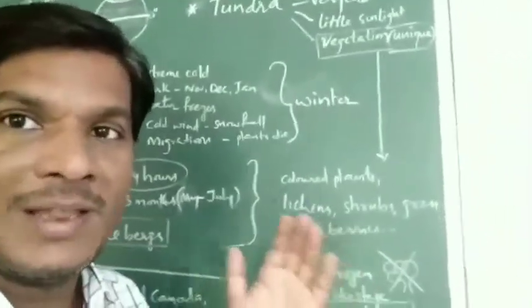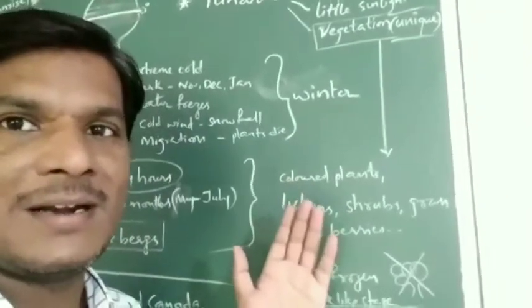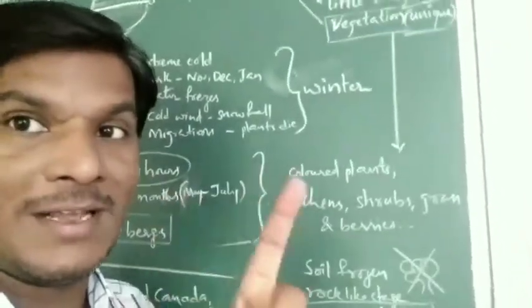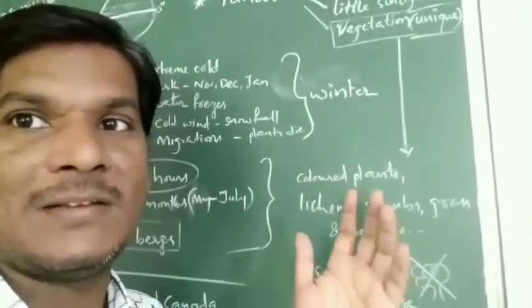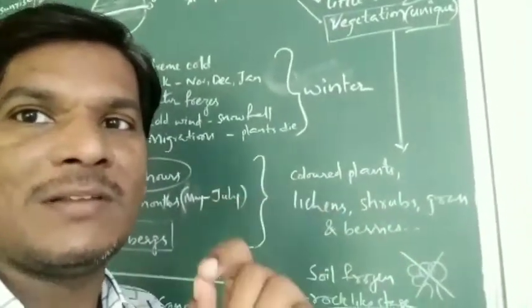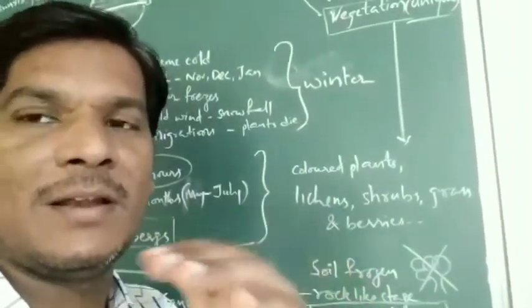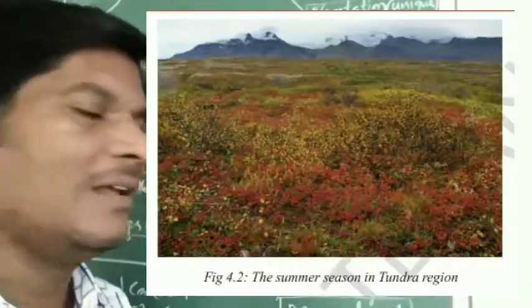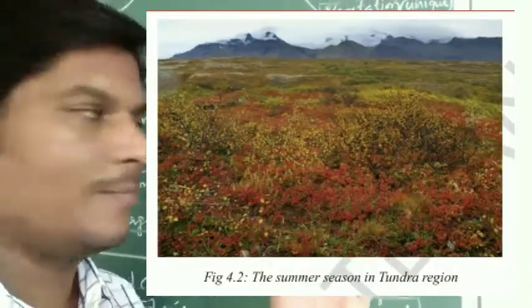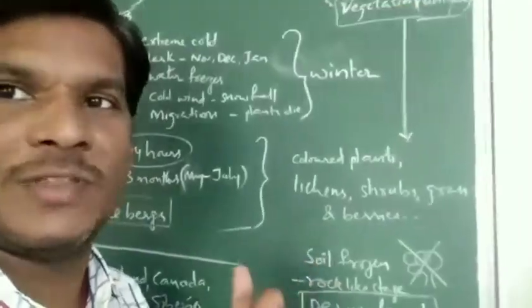If you observe the summer months of polar regions, particularly tundra regions, you see plants only in summer, not in winter. In winter there is no sunlight, so you can't see such plants. Only in the summer season, due to a little bit of sunlight, the ice is melting, and in the little bit of soil we have in that area, we can see multicolored plants and some lichens, shrubs and grass, and some fruits like berries growing there.